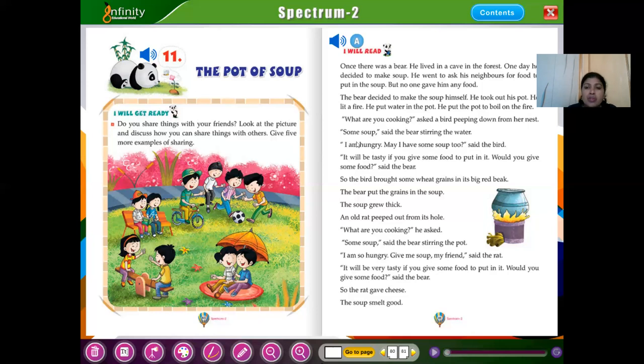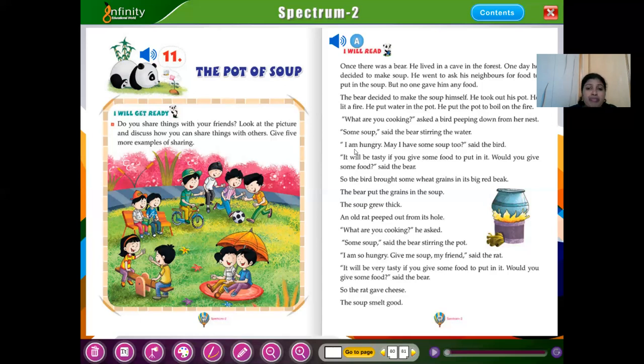"Some soup," said the bear, stirring the water. So, just stirring the water, shaking the water. Stirring is simply shaking something that you put in the pot. That is stirring. Okay. So, the bear, stirring the water, told the bird it was some soup.